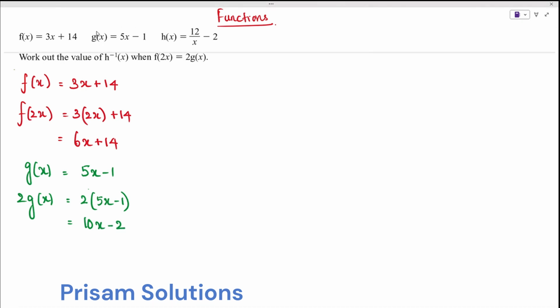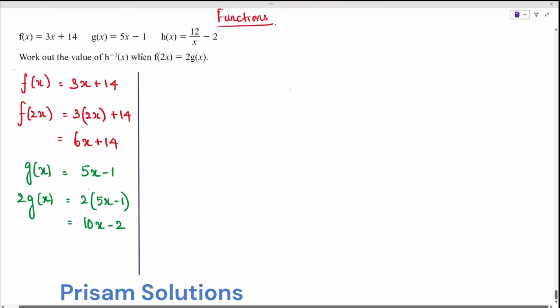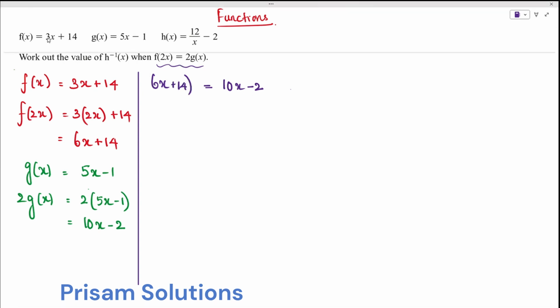Now what we can do is equate our two sides of our equation. So we have f of 2x, which is 6x plus 14, and this is equal to 2 times g of x, which is 10x minus 2. And so from here, what we're going to do is move our x's and our integers to either side of our equation.